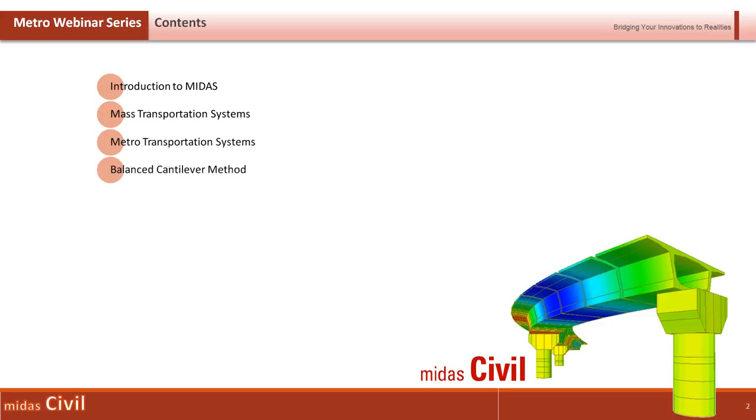Balanced cantilever method of construction for metro bridges. And similarly, there is the integral bridge construction method for monorail bridges. We'll also be discussing the main topic, that is the rail structure interaction for continuous welded rails, and a small touch on tunneling for metro subways using Midas GTS NX, and the different project applications done using Midas Civil.